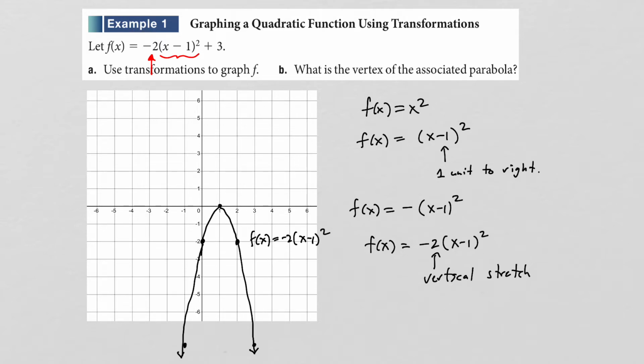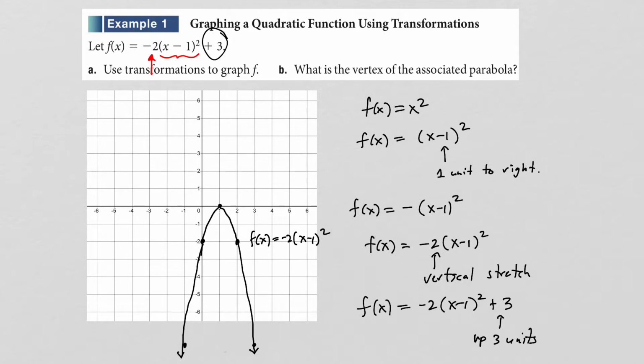And then finally, we want to know, what does adding 3 to the graph look like? So f of x equals negative 2 times x minus 1 squared plus 3. Well, the 3 is going to move it up 3 units. So now we just take every point on this curve and we lift it up 3 units.